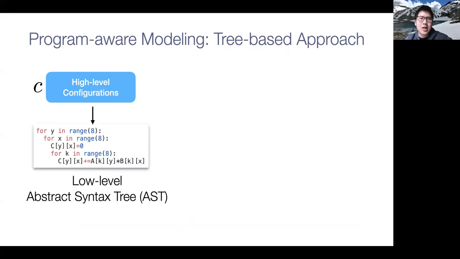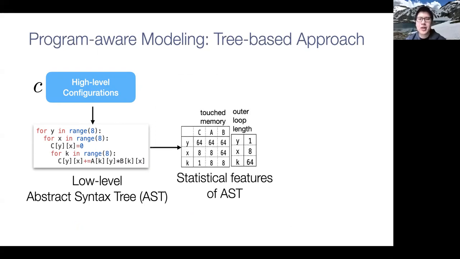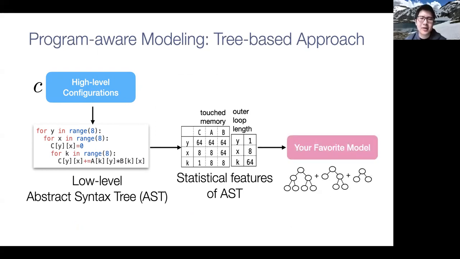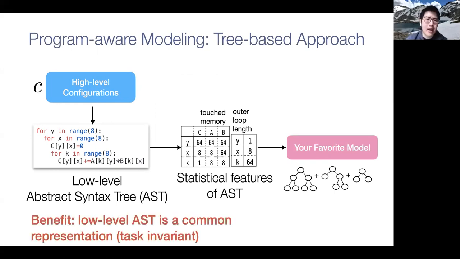The idea is that we'll first lower the high-level configuration into what we call a low-level abstract syntax tree common representation. Then we'll extract features from that common abstract syntax tree representation, and finally, we'll learn a cost model on those statistical features. The advantage of this approach is that the low-level common AST is a common representation across all those tasks. That allows us to build a model that is more task invariant and able to make use of a cost model across multiple domains.